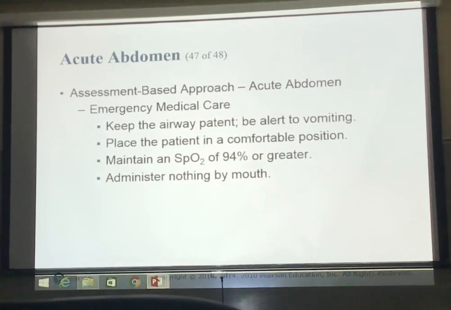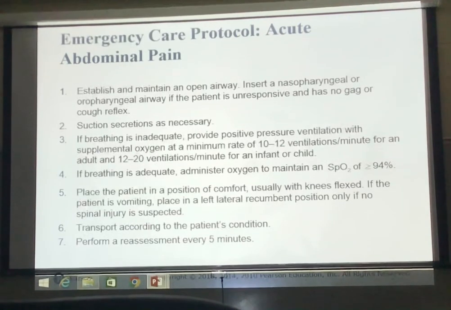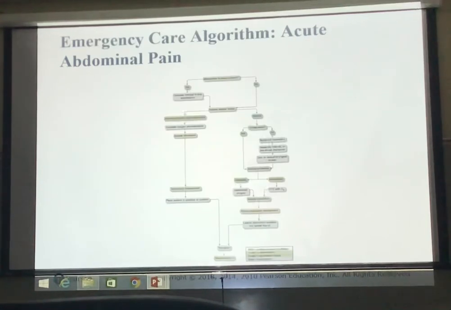If the SpO2 is 94% or greater, with no other signs of respiratory distress, hypoxia, hypoxemia, or poor perfusion, there's no need to administer supplemental oxygen. Only if they're less than 94, or have signs and symptoms of hypoxia, respiratory distress, poor perfusion. Give them nothing by mouth, okay? This little algorithm should be in your book.